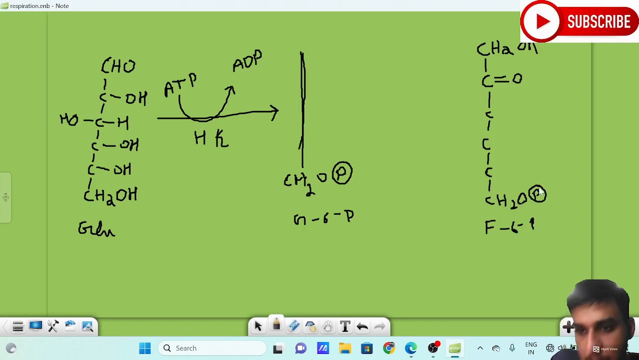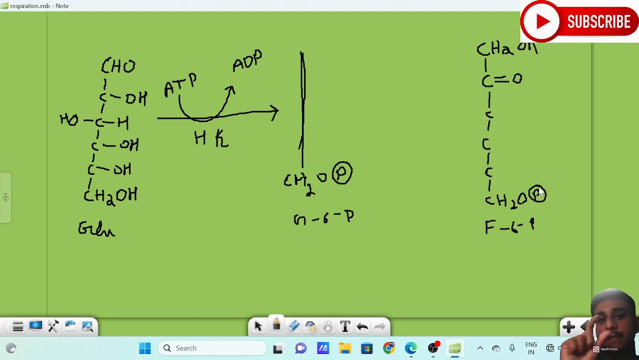Phosphate means actually it is phosphoric acid. It is PO3 2 minus that is being added, because ATP has 3 PO3 2 minus. So one of the PO3 2 minus has been cleaved by hexokinase and it has been added to glucose to make glucose 6-phosphate.